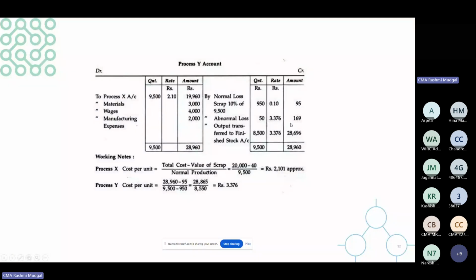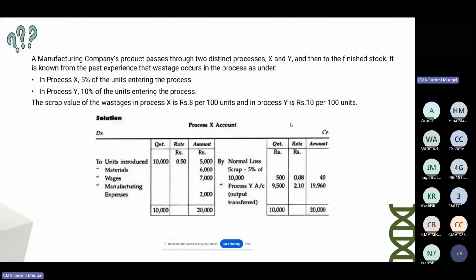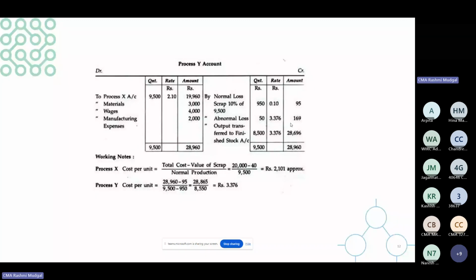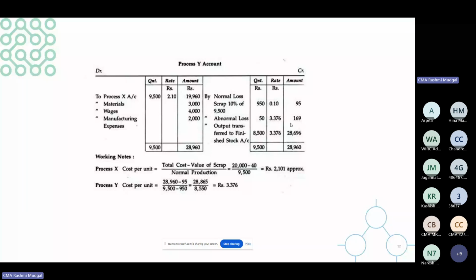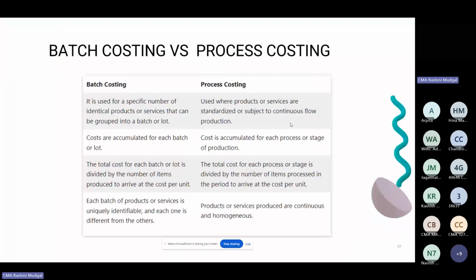So I have charged process X and process Y, where we can actually take care of the processes. Why do we do process costing? Because we can see what percentage of wastage is occurring in every process. There is a competitiveness which can be taken care of in this accounting. Is there any question on this practical problem?